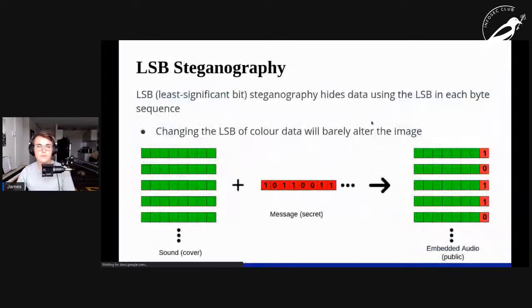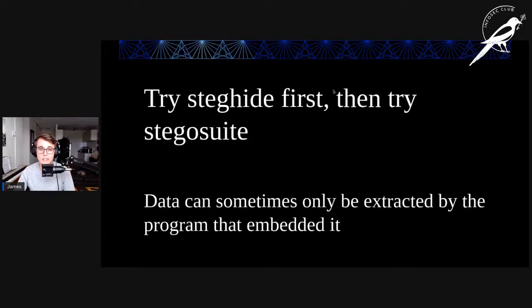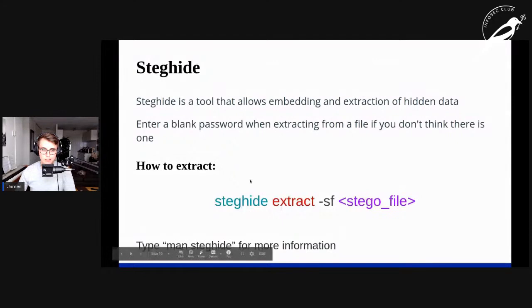So one quick thing to mention is try steghide first, and then there's another GUI-based program in Kali called StegoSuite. They both do pretty much the same thing, but something that I've noticed is that sometimes extracting data with steghide doesn't work, but extracting data with StegoSuite does work, and vice versa. Data can sometimes only be extracted by the program that embedded it. So if steghide embedded the hidden data, then sometimes only steghide can extract that hidden data back, and the same for StegoSuite. So yeah, use this command. If you ever find an image file in your CTFs, use steghide on it first and see what you can find. And that brings us to our first challenge.